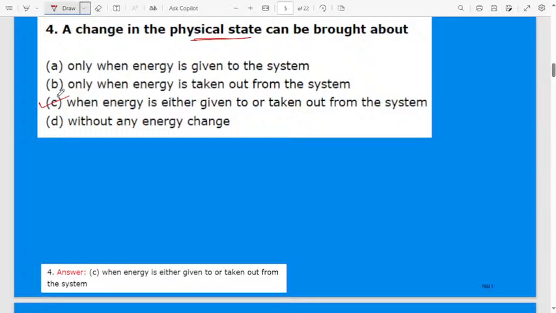Then it becomes a liquid. Ice is converted into water. In the same way, when water starts boiling, it is converted into vapor state. Here also an exchange of energy takes place. Therefore any change in physical state depends on energy either being given to the system or taken from the system.